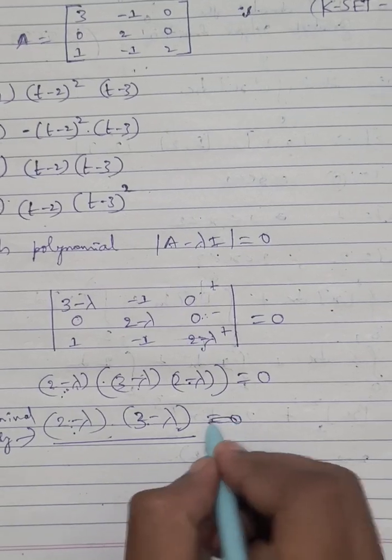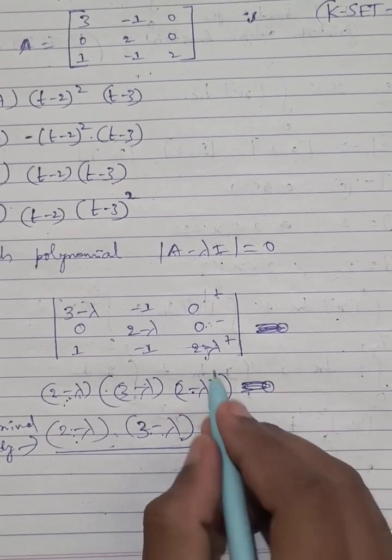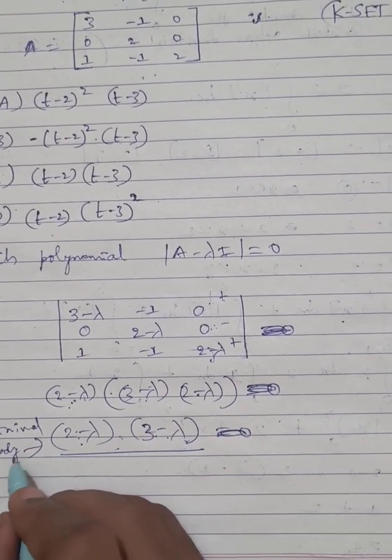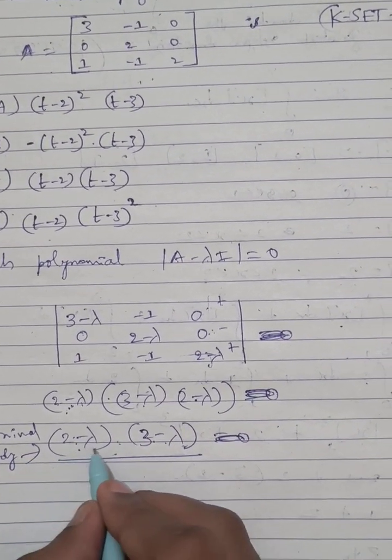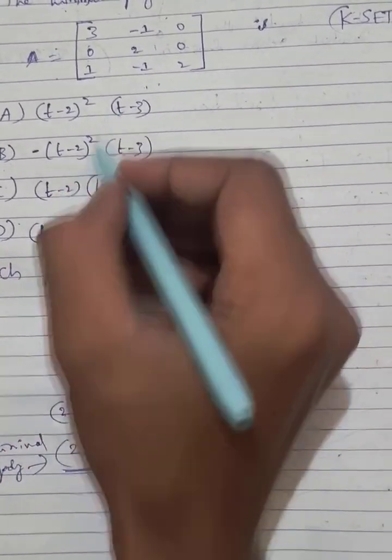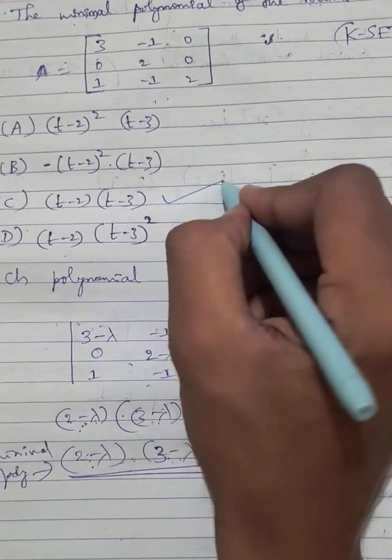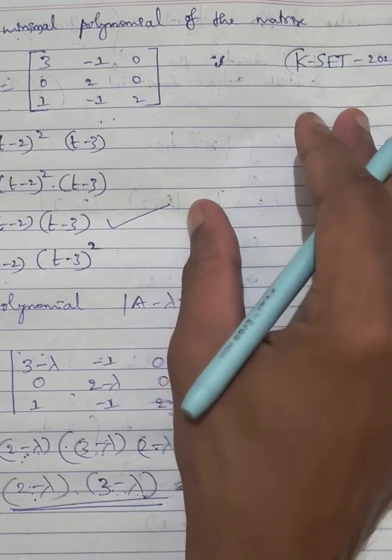This should not be equal to 0. To find the eigenvalue, we have to equate this determinant value to 0. But if we are asked simply to find the minimal polynomial, it is only 2 minus lambda, 3 minus lambda. In the options, with lambda in terms of t, the option C is correct. Is it clear, students? Let us come to the next question.